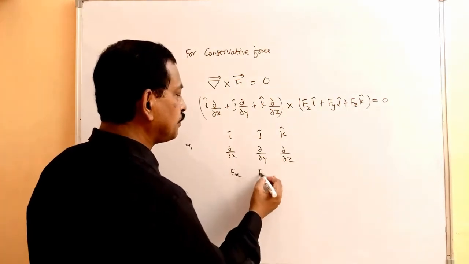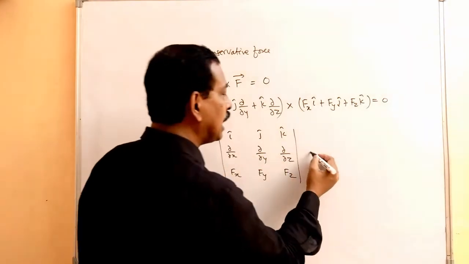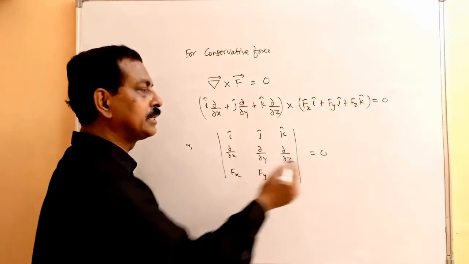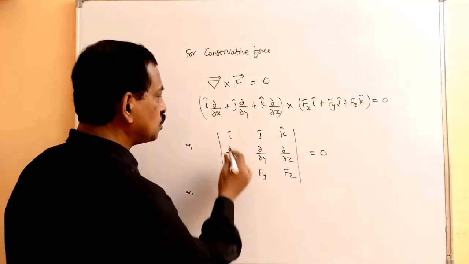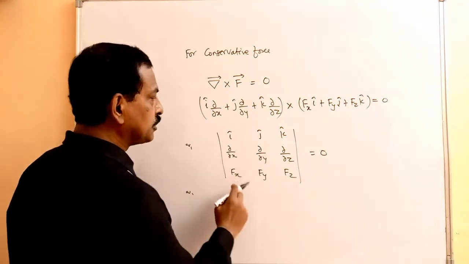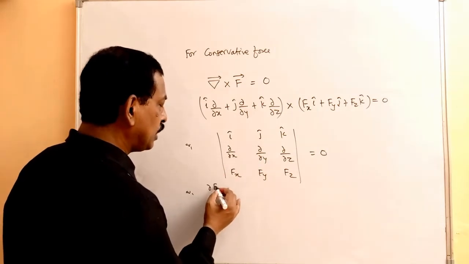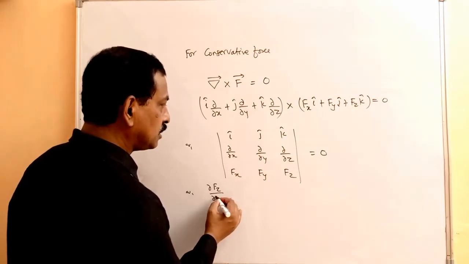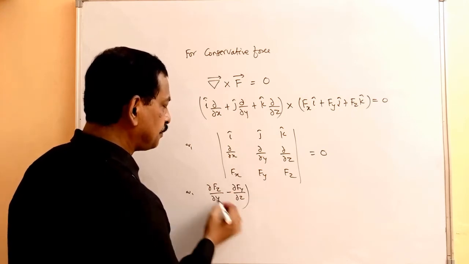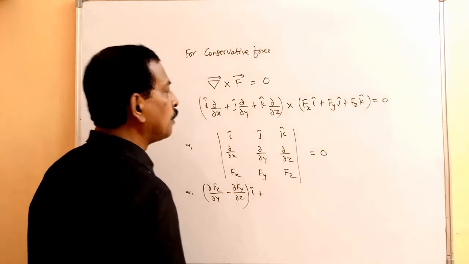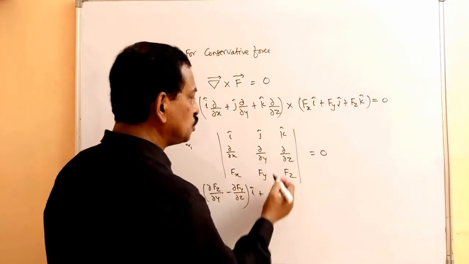This is your fx, fy, fz. It is this particular determinant, and this one is 0, so we'll write it as 0. You expand that. So what will happen? Like for i, if I'm expanding, in that case it is your ∂fz/∂y minus ∂fy/∂z i cap, plus, it will be just the opposite order we are using.